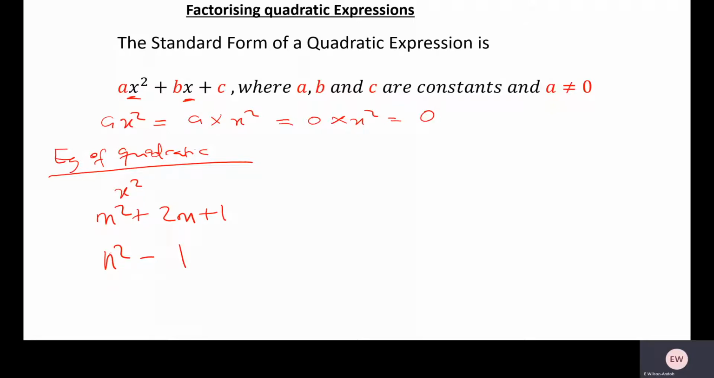Now let's look at some examples that are not quadratic. We have y plus 1. This is not quadratic because the highest power of the variable y is 1. We can have m cubed plus 2m squared plus 2. This is not quadratic because the highest power of the variable is 3. So this is also not quadratic.